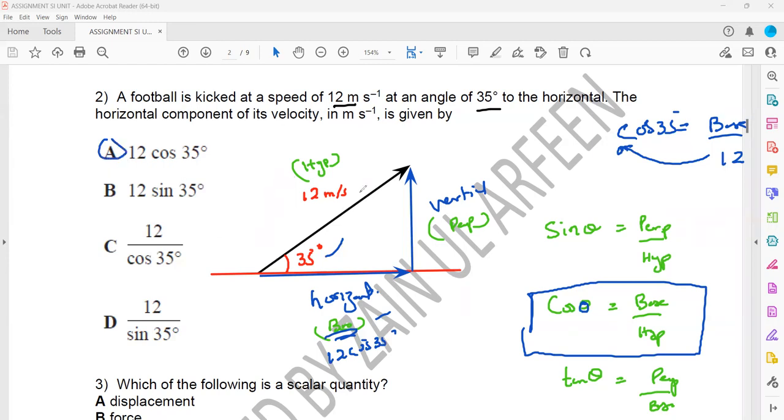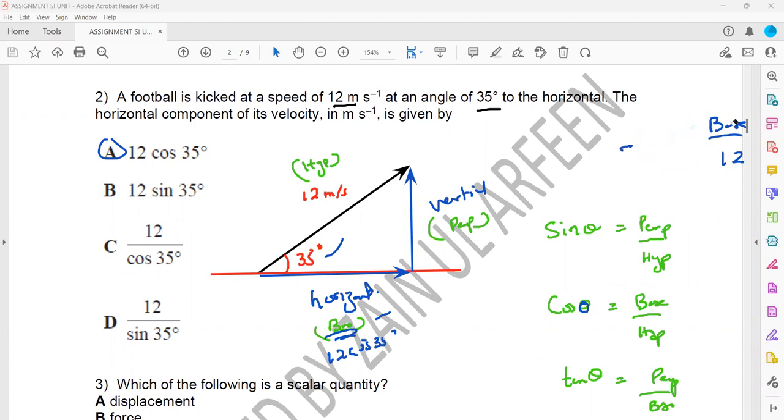But what if they ask for a vertical component? If the same question was there, instead of horizontal, they ask for vertical. In that case, we will not use cosine theta, we will use sine theta. So we'll use sine theta, and this sine theta will be equal to perpendicular, which we don't know, divided by the hypotenuse, which is 12.